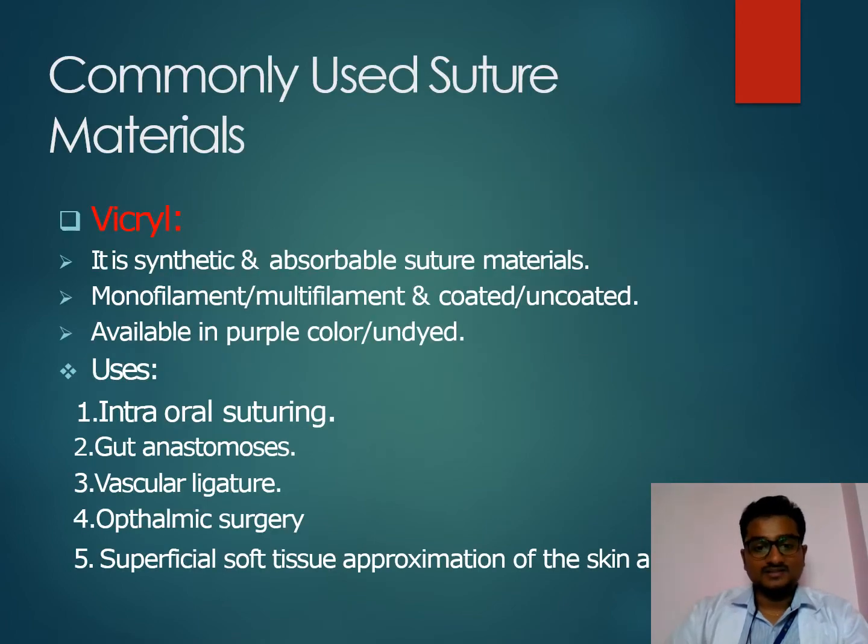Vicryl. Vicryl is a synthetic absorbable suture material, monofilament or multifilament, coated or uncoated. Available in purple colored or undyed. Uses: intraoral suturing, gut anastomosis, vascular ligature, ophthalmic surgery, superficial tissue approximation of skin and soft tissues.